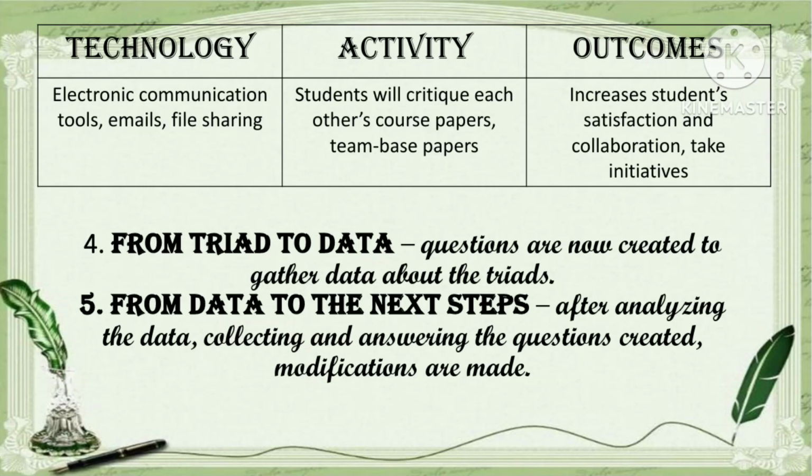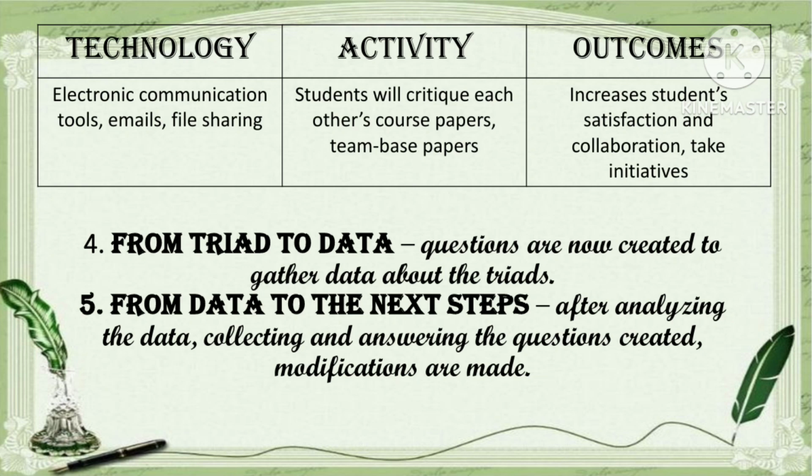So we have here technology, activity, and outcome. For example, under technology, electronic communication tools, we have emails, file sharing. And then the activity of the students, so they will be critiquing each other's course papers or team-based papers. And then the outcome: the activity now increases the students' satisfaction and collaboration. It takes initiative. Because of the activity, they will be able to do collaboration since they are doing it by group, and they will be working collectively, and this will also enhance their initiatives.